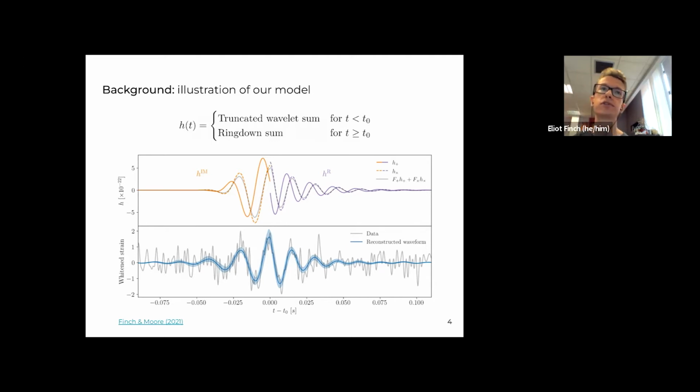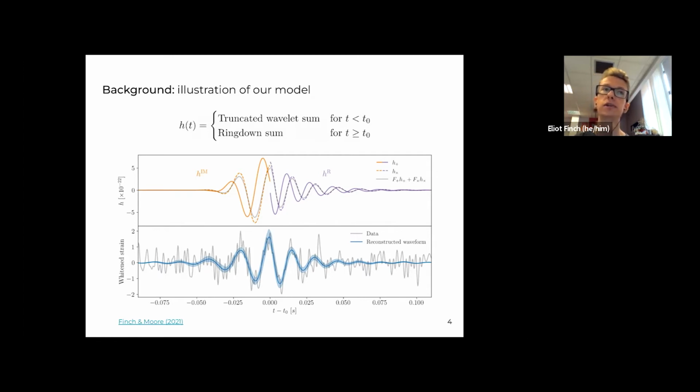So we want to try and do a frequency domain analysis, and we propose to model the pre-ring-down signal as a flexible sum of sine-Gaussian wavelets. We then truncate that sum at the ring-down start time t0, and then continue with the usual ring-down model after a time t0. So effectively, the idea is we're marginalizing out the pre-ring-down signal.